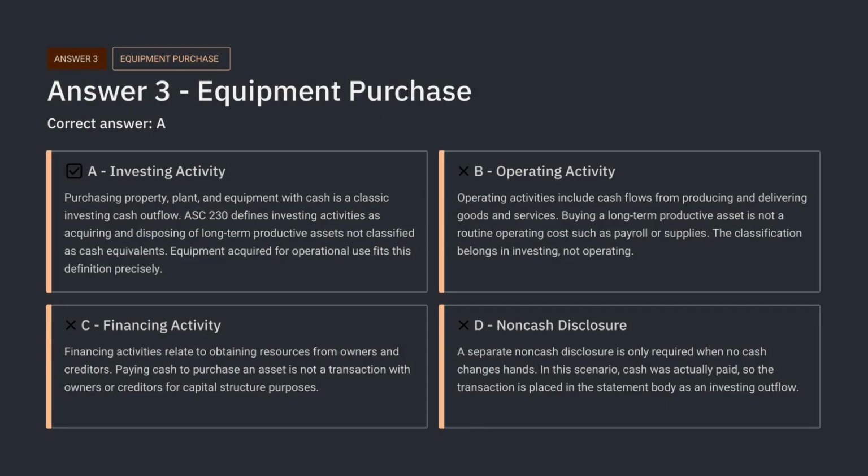Option B is wrong because operating activities include cash flows from producing and delivering goods and services, such as payments to suppliers or employees, not capital expenditure for equipment. Option C is wrong because financing activities involve owners and creditors, such as issuing shares, borrowing money, or repaying debt. Option D is wrong because cash was actually paid. The transaction belongs in the statement body, and the correct body section is investing activities.